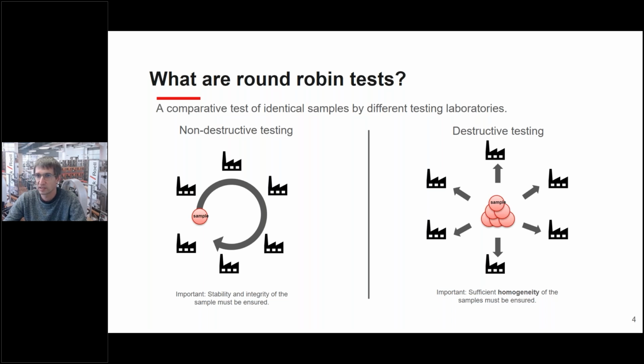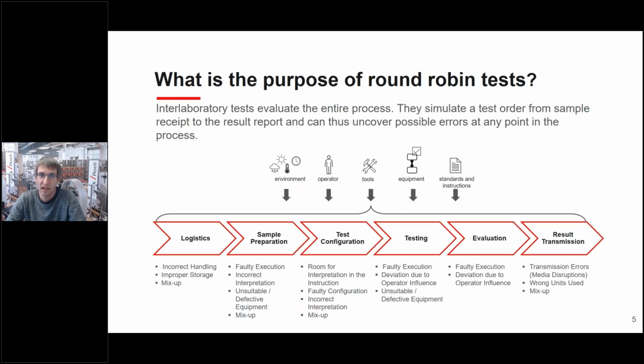And why do we do this? Because a round-robin test covers the entire process of material testing, from receiving the specimen on the left hand to result transmission on the right hand when you have done your job in your lab. And it simulates, therefore, the whole order processing in your lab. Everything that can go wrong with a real order can also go wrong in a round-robin test. So it covers way more than just making sure that your equipment is working fine.